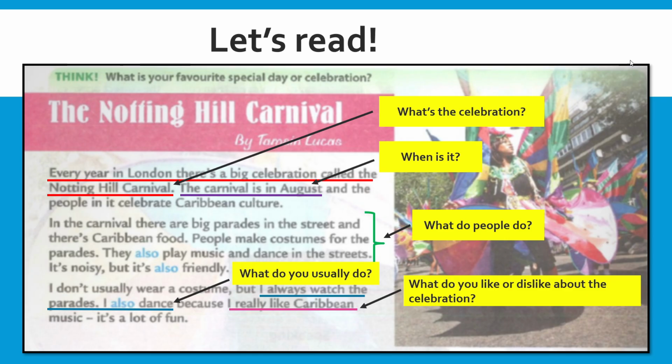You talk about the celebration in a very general form, where you only need to tell what the celebration is, when it happens, and what other people do during the celebration. Only then you narrow down and talk about what you usually do, and you slightly describe what you like or dislike about the celebration. So basically, the description that we are going to write today will be answering these 5 questions.